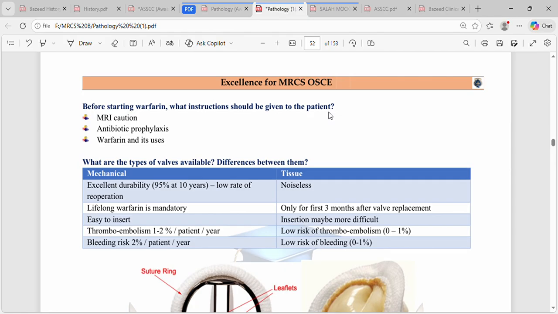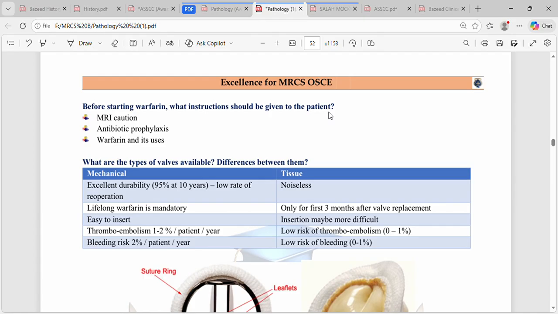Before starting warfarin, what instruction should be given to the patient? MRI caution and antibiotic prophylaxis, warfarin and its uses. So I will counsel the patient regarding the warfarin and its uses. I will brief him about this, and I will also tell him about the antibiotic prophylaxis, and I will tell him about the MRI caution.